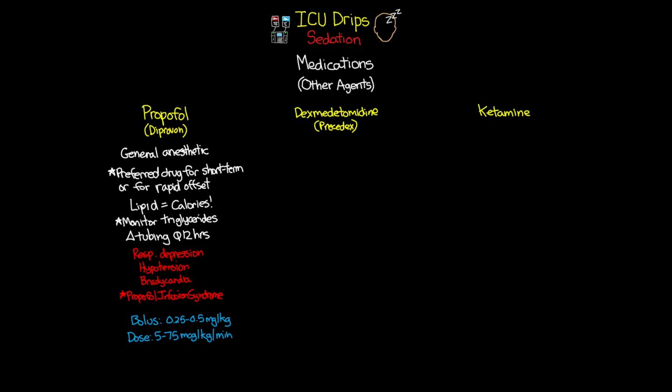All right, so now let's move on and talk about our dexmedetomidine or our Precedex. So this medication is actually a short-acting alpha-2 receptor agonist that happens to have sedative properties.